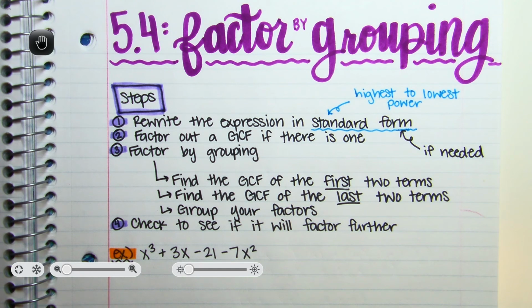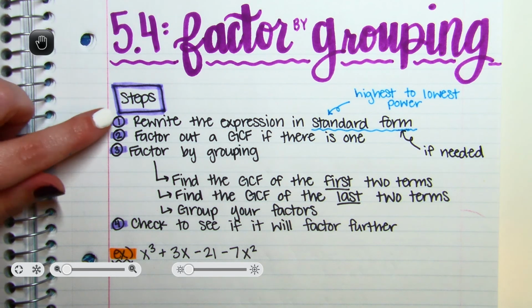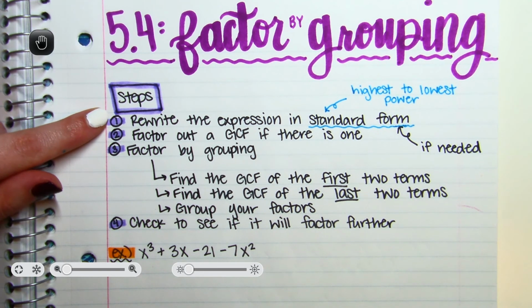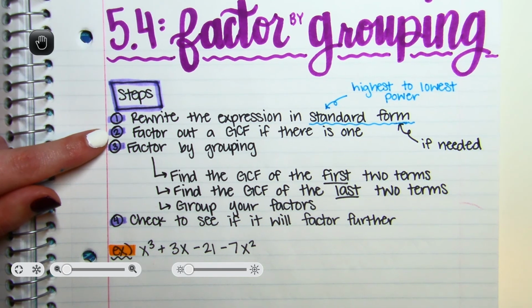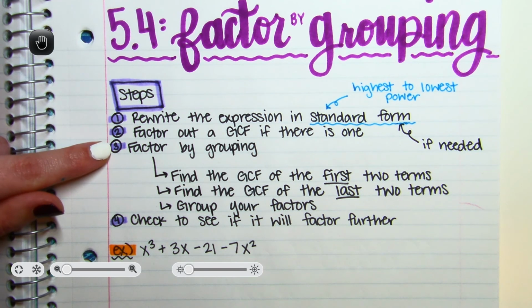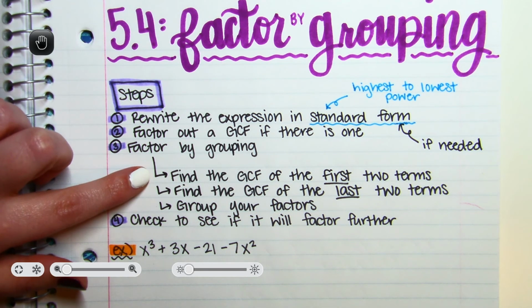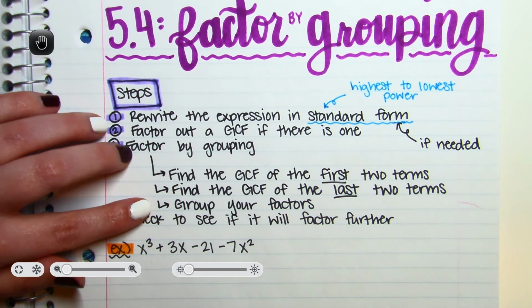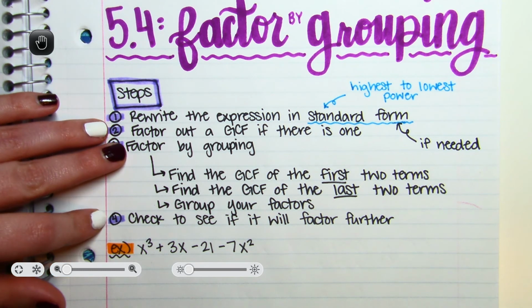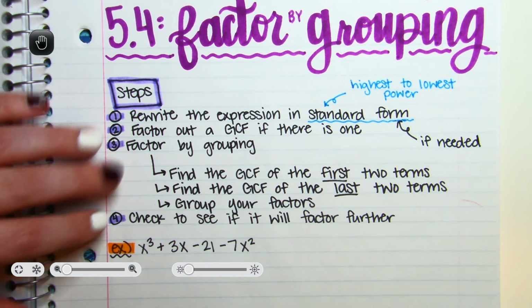All right, so our steps for solving this. Rewrite your expression in standard form if needed. So if it's not in order from highest to lowest exponent, rewrite it. That is critical that you do that. Then factor out a GCF if it has one. Again, that's always something that you need to check before you factor. Always, always, always see if there's a GCF. Then we get into the actual factoring by grouping. So you're going to find the GCF of the first 2 terms, the last 2 terms, and then group them together. I'll explain to you what that means when we do an example. And then lastly, same as always, check to see if it factors any further.